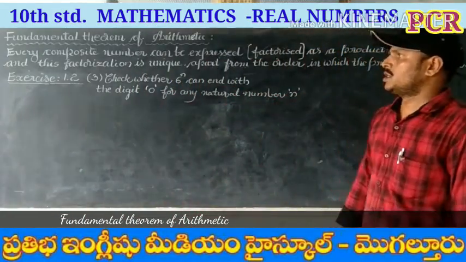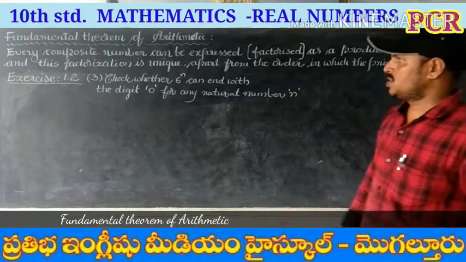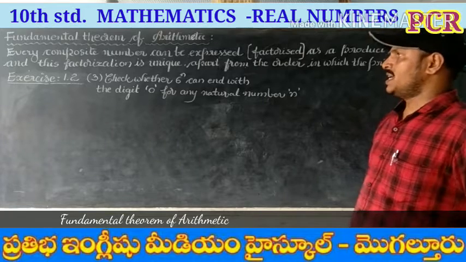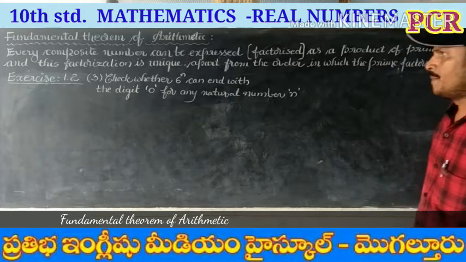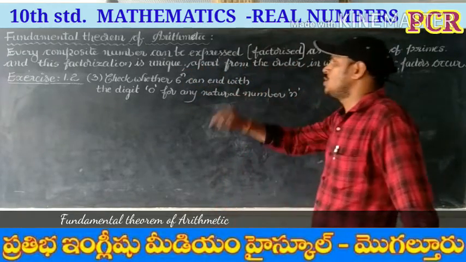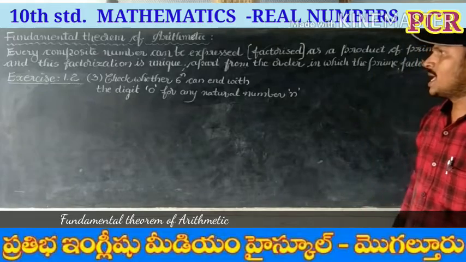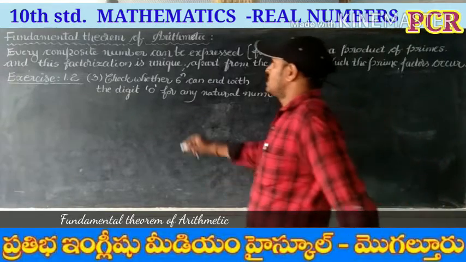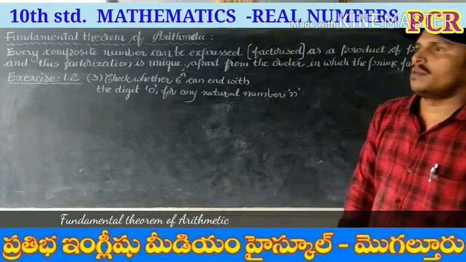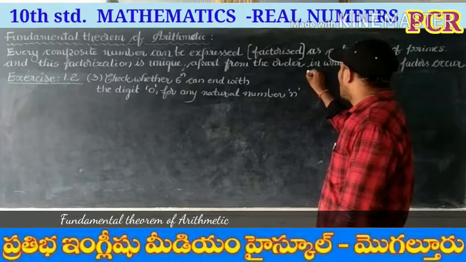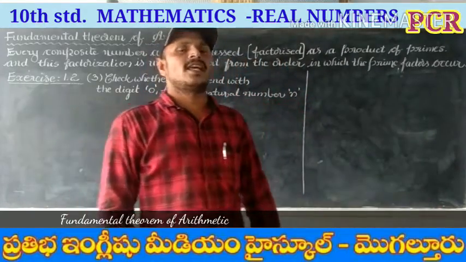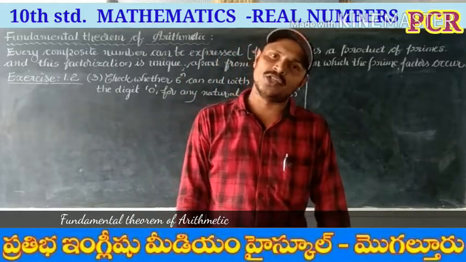Okay, let's do the third problem in exercise 1.2. Check whether 6 power n can end with the digit 0 for any natural number n. That means, is the last digit, the units place, of 6 power n equal to 0 or not? You have to check that. Before that, let's see the prime factorization of numbers that end with 0.